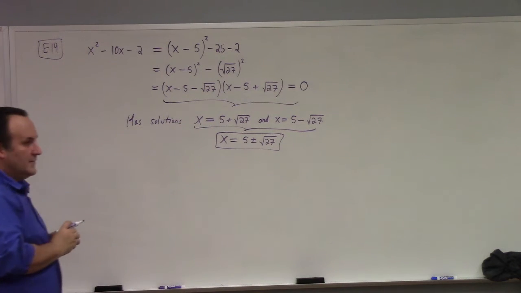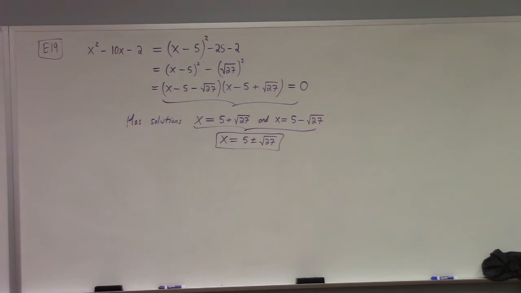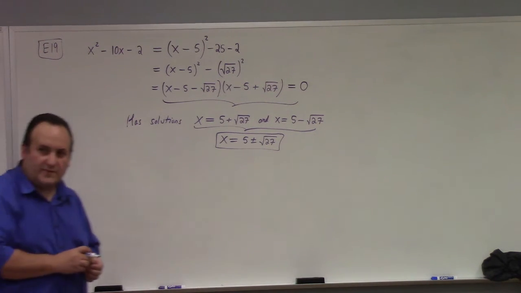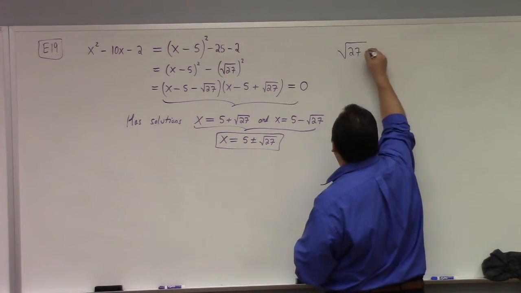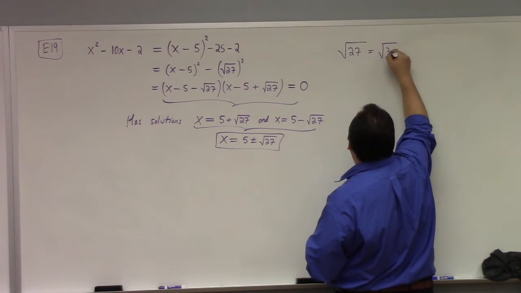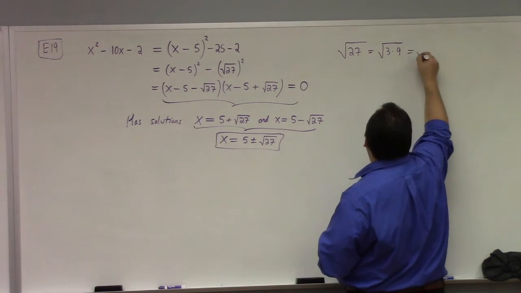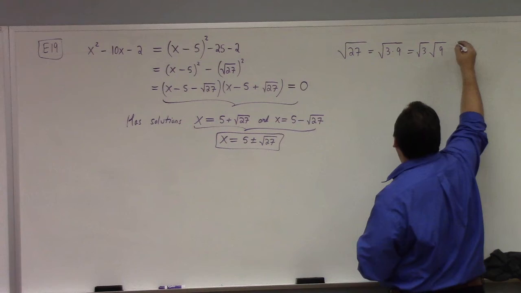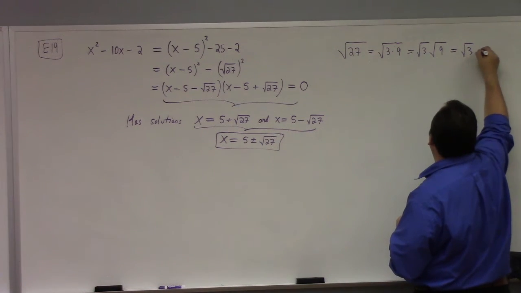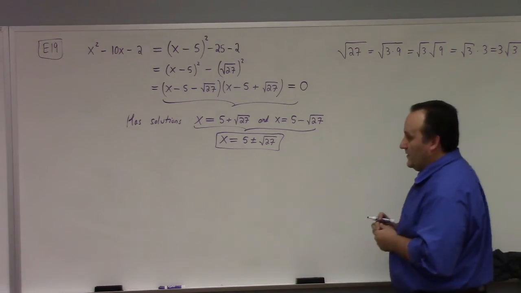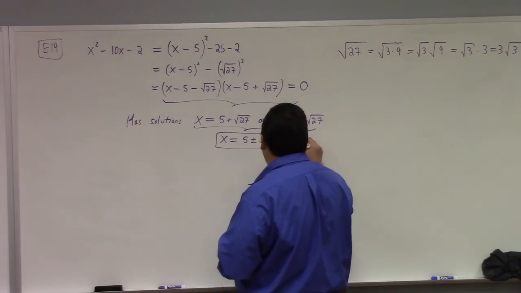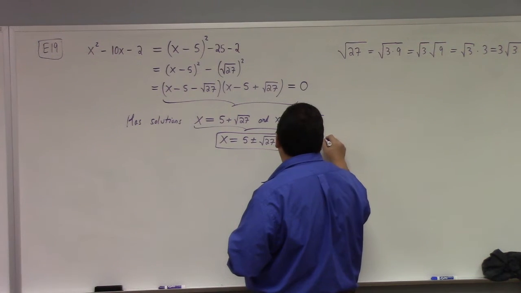There you go. Now you could rewrite 27, and your book does this sometimes with multiple choice answers, so be aware of this. How could we rewrite the square root of 27, simplified? I don't talk too much about this because I don't think it's that interesting, but this is 3 times 9, square root of 3, square root of 9. Square root of 9 is 3. So this is the square root of 3 times 3, which I typically like to write as 3 root 3. So an equivalent answer here would be 5 plus or minus 3 root 3.